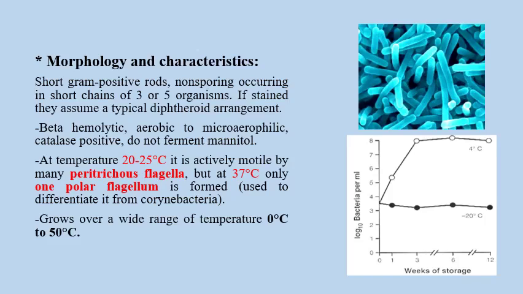It grows over a wide range of temperature. This is also something very specific, from 0 degrees to 50 degrees. It can withstand a refrigerator very well. It can grow in the refrigerator, and we can see in this curve the optimal growth at 4 degrees centigrade, and at minus 20 it is still living. So it can withstand a very big range of temperature.